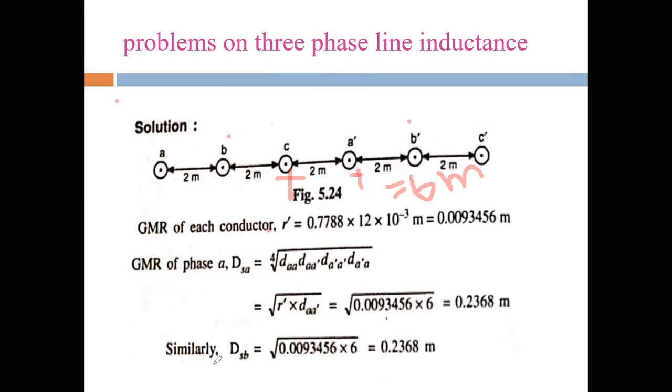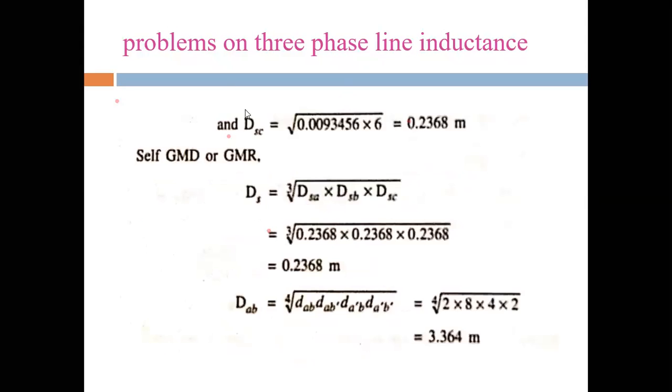Then substitute: DSB is equal to R dash into 6 meters, where R dash is 0.009346. That is the DSB. After that, we calculate DSC.